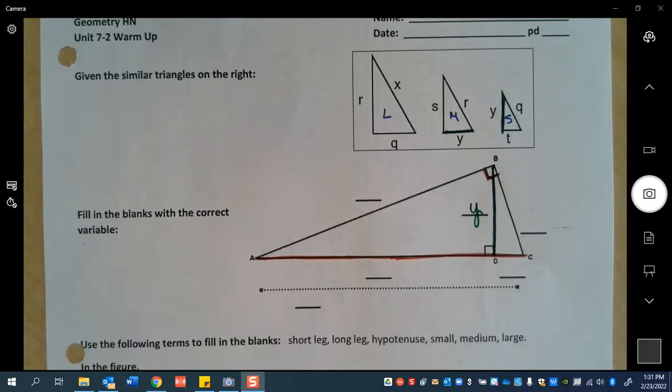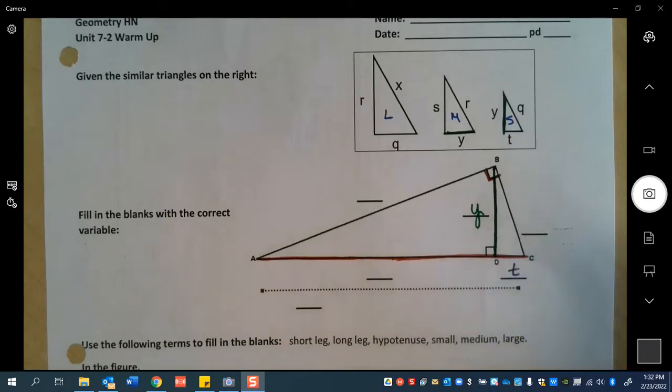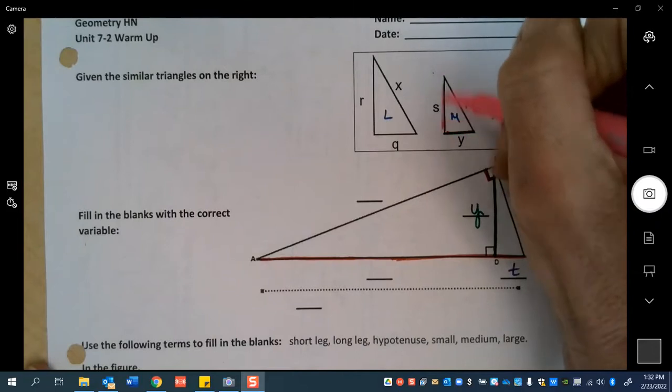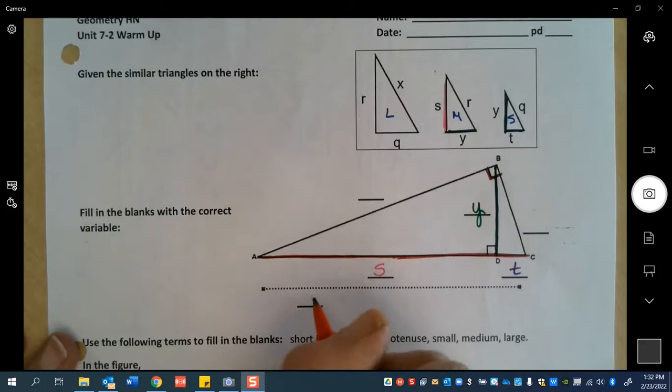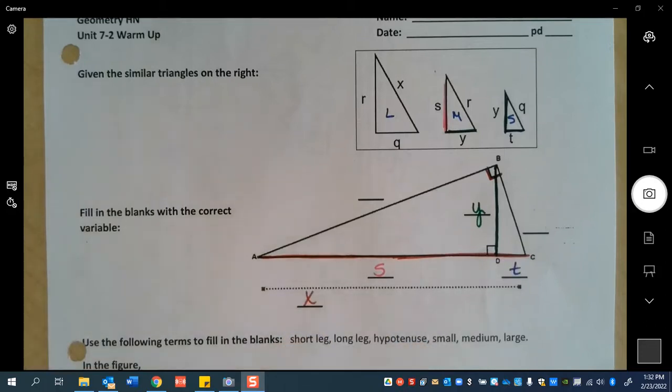That altitude is going to divide that hypotenuse into two different sections. This one section is the short leg of my small triangle. That is this guy here, T. The second section is going to be the long leg of my medium triangle, and that guy there is S. When we start matching up some other legs, by the way, my original hypotenuse, we'll call that X.